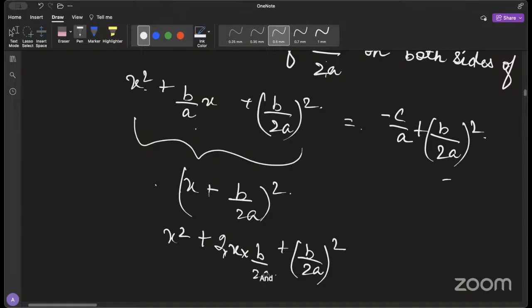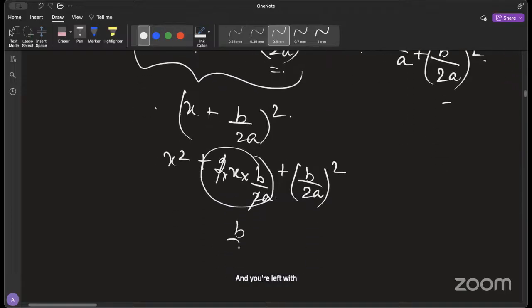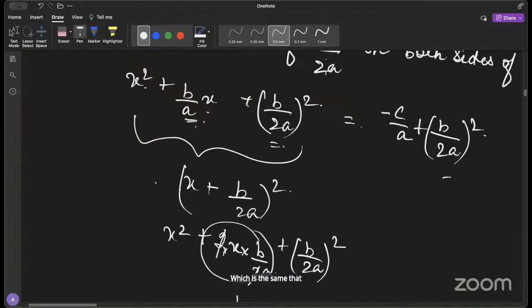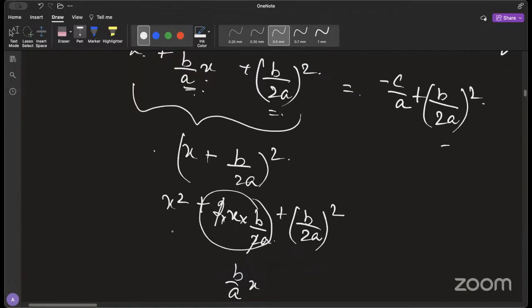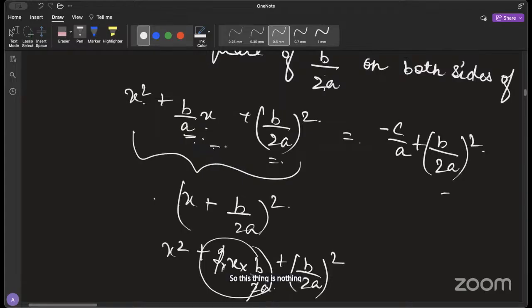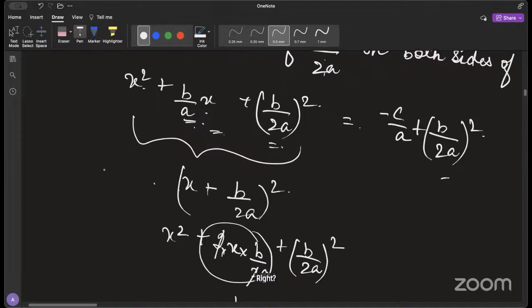And why did we do this thing here? How did we get this thing? We divided this by 2, right? The coefficient of x by 2. And then we added the square of that thing on both sides. So that when we do this thing, the 2 and 2 get cancelled, and you are left with b by a x, which is the same that we need here. So this thing is nothing but this only, right? Is that okay?